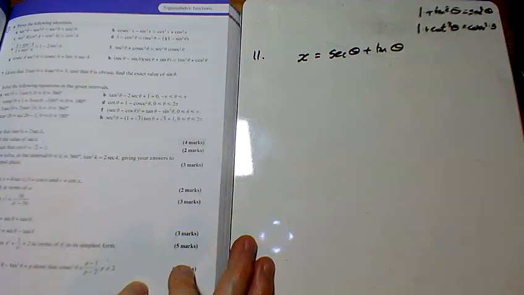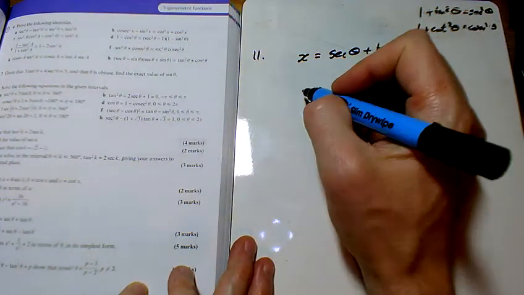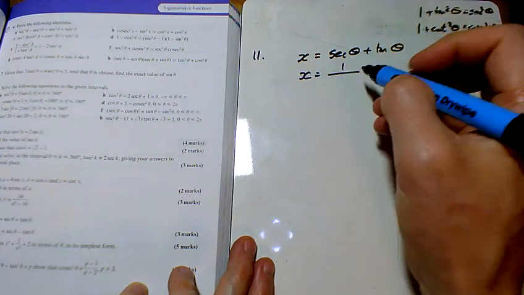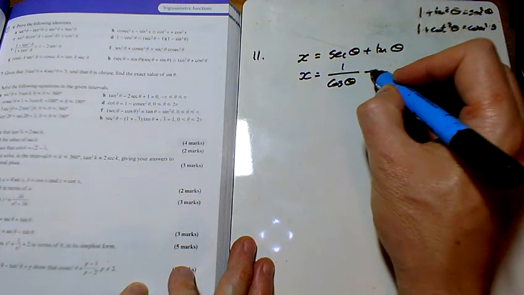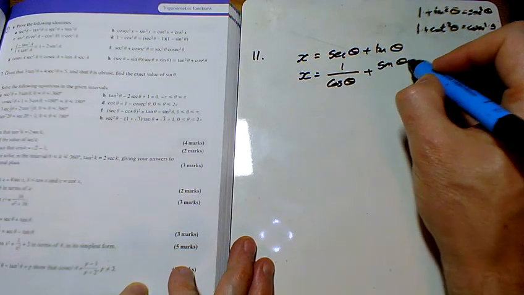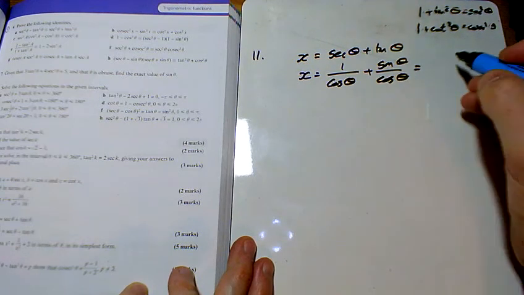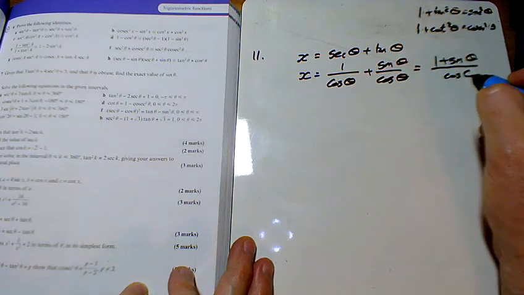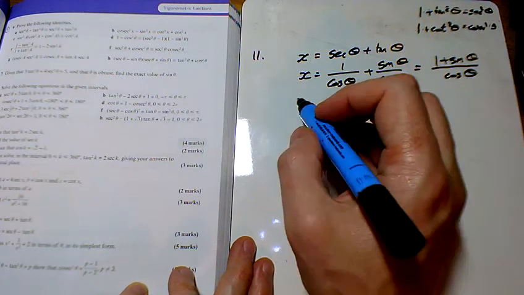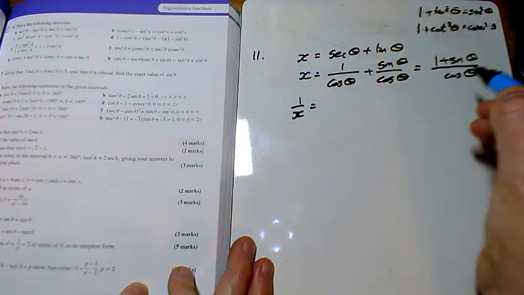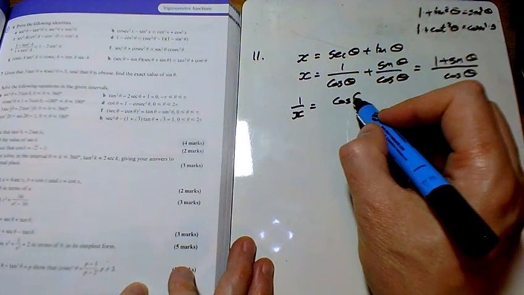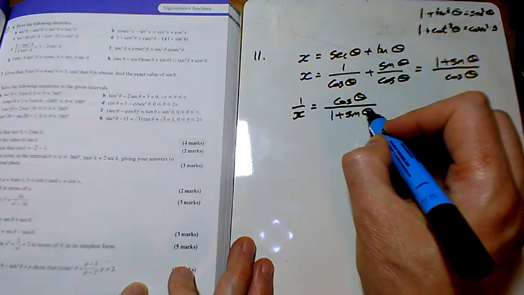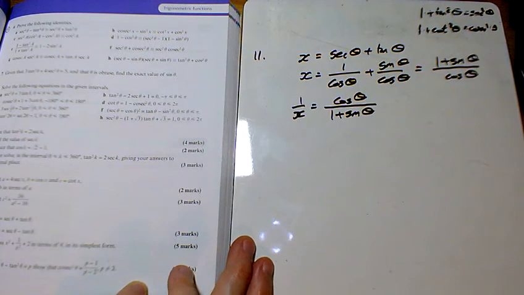Question 11, we've got sec theta plus tan theta, and we've got to find the reciprocal of it. I think I'll play about with this before I go into it. So sec, of course, is 1 over cos, and tan is sine over cos. And so I've got 1 plus sine theta over cos theta. And so the reciprocal of this, 1 over x, is this thing upside down. So I've got cos theta over 1 plus sine theta. That's not quite what they want us to get there, though, is it?